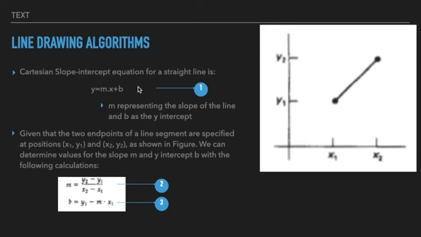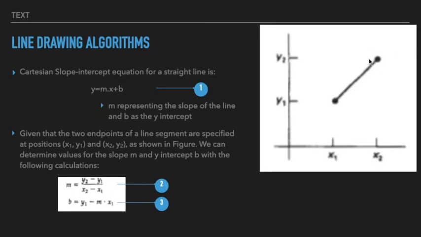Here, in y = mx + b, m represents the slope of the line and b represents the y-intercept, and x and y are the coordinate positions. Given two endpoints of a line segment, as shown in this figure, here the two endpoints are (x1, y1) and (x2, y2).